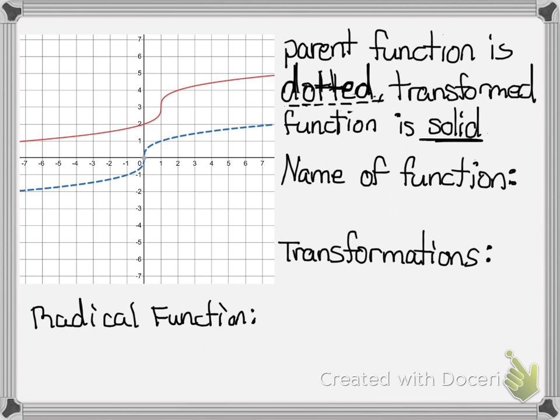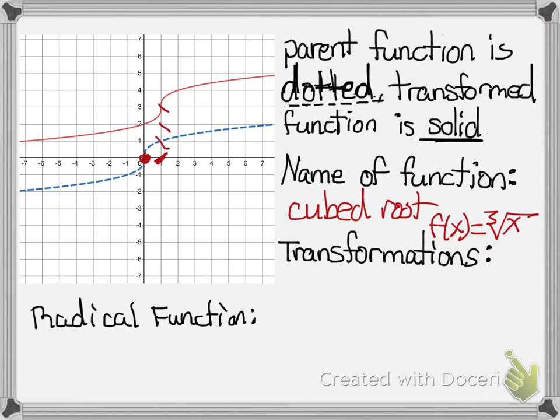What's the name of this function? Since it makes that S shape, you got it. It's the cube root function. And then the transformations. Like it said, the dotted function was the parent function. So that means it moved to the right 1 time and up 1, 2, 3 times. So it went to the right 1 time and then it went up 3 times. So those are my transformations.